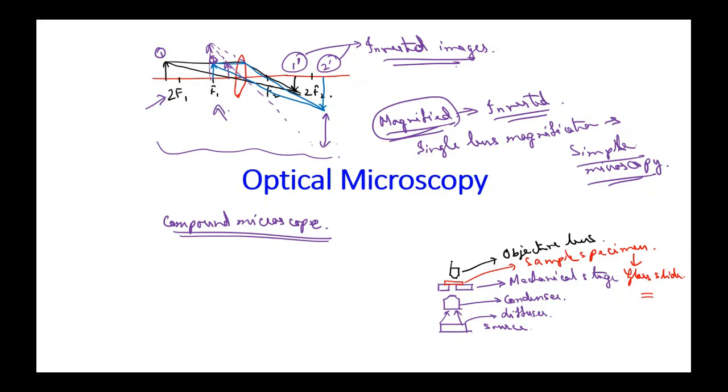Then there will be an optical tube which will allow the light collected by the objective to pass through, and then we will have an eyepiece lens. Now this is the basic architecture of a compound microscope. And when we do compound microscopy, we have different modes. The mode I have shown is in general called bright field microscopy.